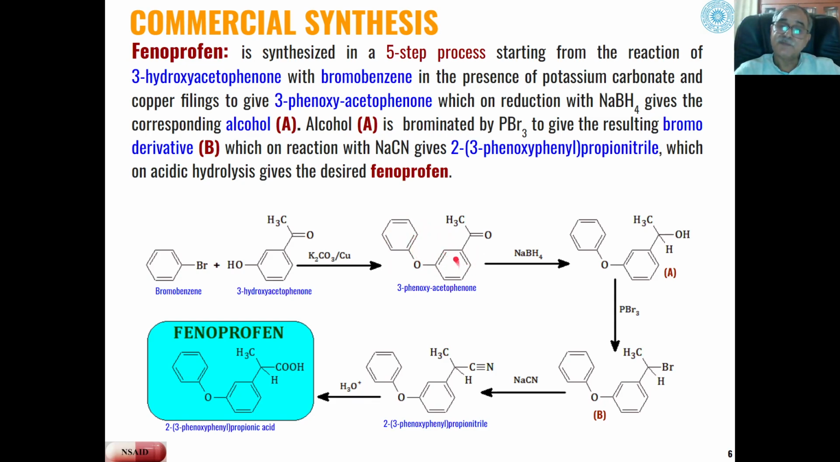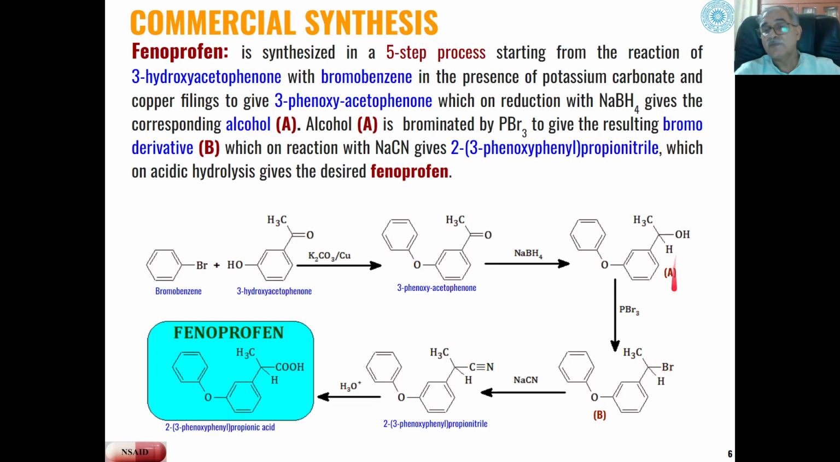Then this diphenyl ether ketone undergoes a sodium borohydride reaction. We know that sodium borohydride will reduce this ketone to the corresponding hydroxyl functional group. So this alcohol, which is formed by reduction of this acetyl group, when reacted with PBr3, simple nucleophilic substitution reaction, we know alcohols are converted into bromides.